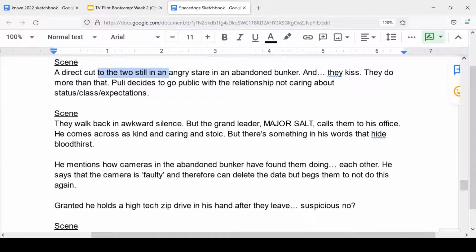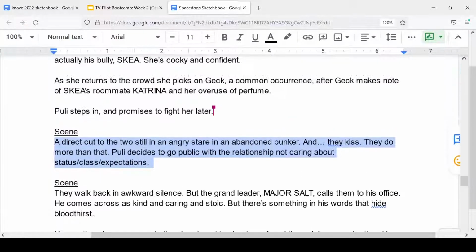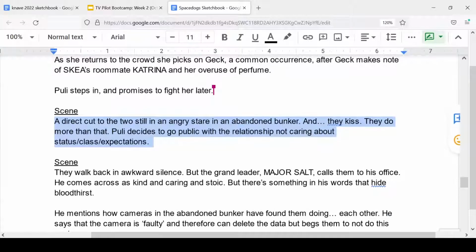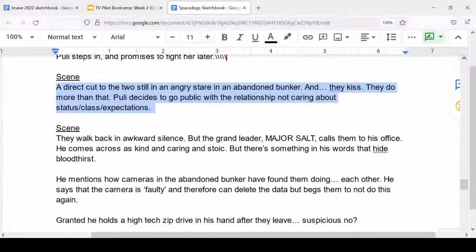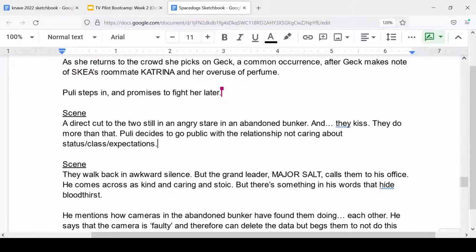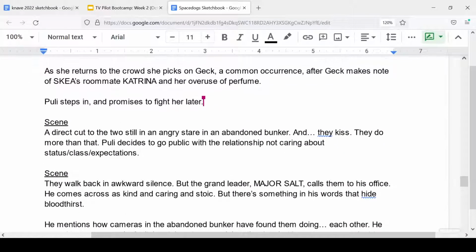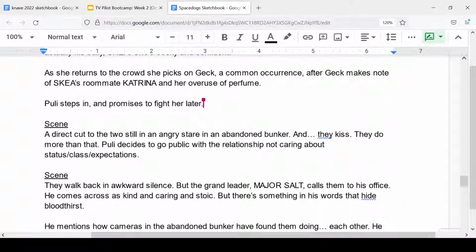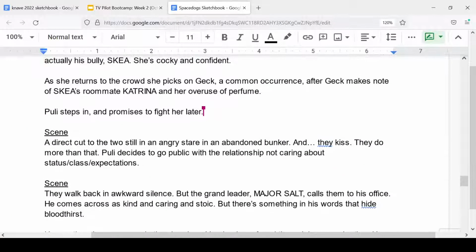Okay. A direct cut to the two still in an angry stare in an abandoned bunker, and they kiss. Pulley and they do more than that. Pulley decides to go public with the relationship. This is the bully? Skea? What? Who is he kissing? Yeah, it's with Skea. It's like a secret relationship. Oh, okay. So he's secretly in a relationship with the bully.